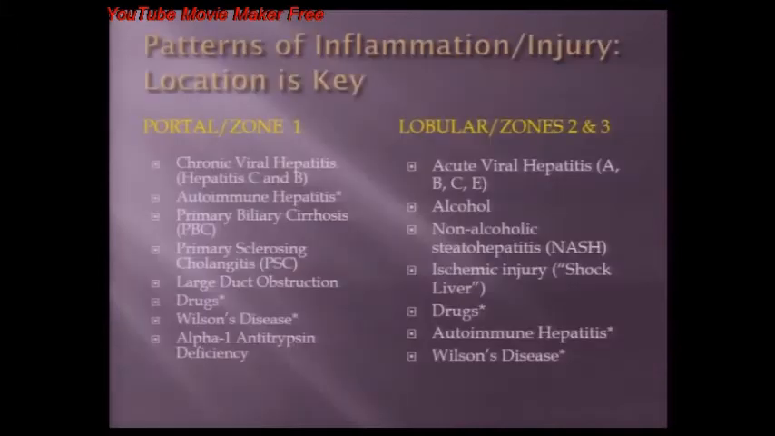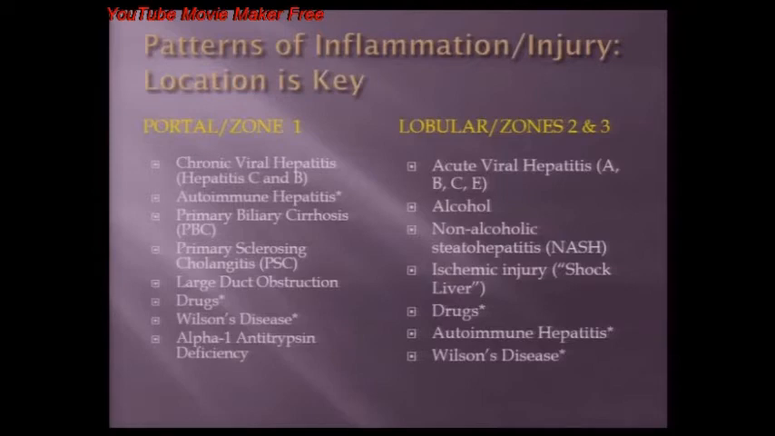Just to reiterate, these are the diseases that affect the liver, and these are the zones that they primarily affect. Remember, zone 1, we're thinking chronic viral hepatitis, Hep B or Hep C, autoimmune, PBC, PSC, large duct obstruction from a stone or a tumor is also zone 1. Everything starred here is commonly zone 1, but it can also be zone 2 or 3, the lobular patterns. So drugs, autoimmune hepatitis, Wilson's disease, these can show both patterns, okay, making them more difficult for a pathologist sometimes to diagnose.